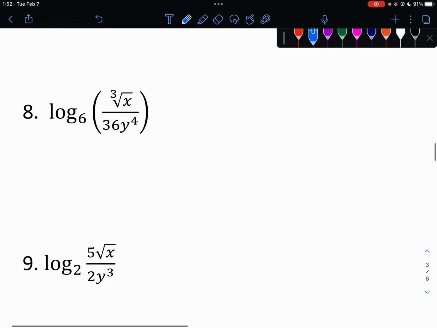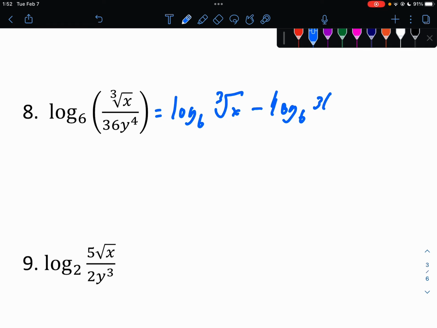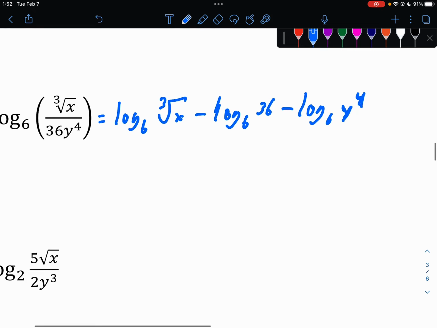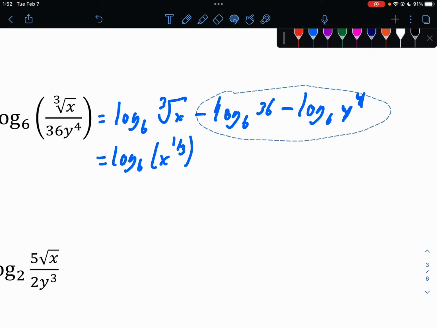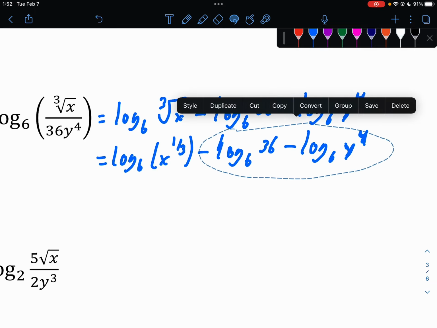Next one, we have one thing in the numerator and two things in the denominator, so they both get negative. So it's going to be log base 6 of third root of x minus log base 6 of 36 minus log base 6 of y to the fourth. All right, so a couple things we can do, actually three things we can do here. First of all, I can rewrite that first term as log base 6 of x to the 1/3. And I'm just copying down the rest of it here. Now we can do lots of simplification.